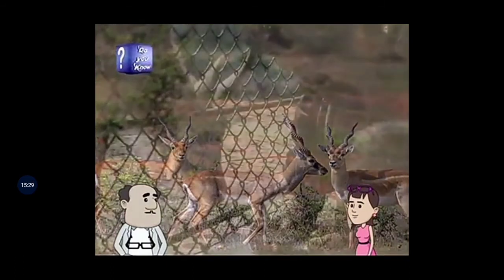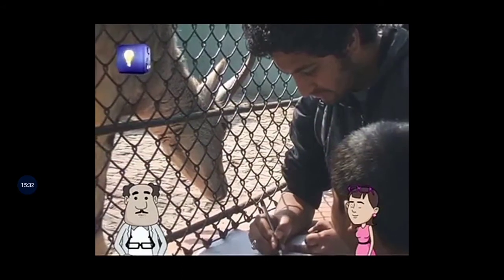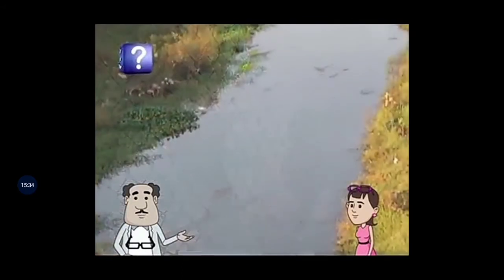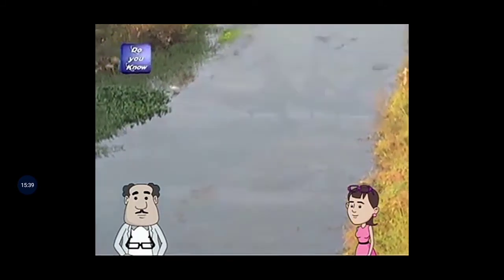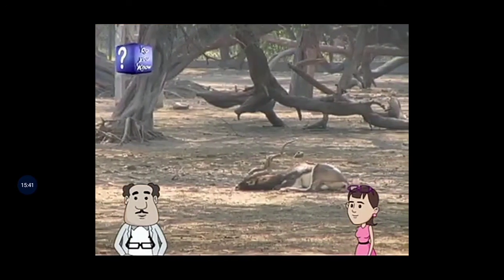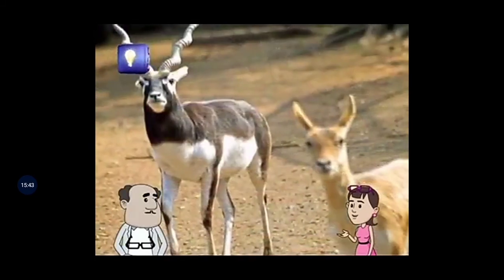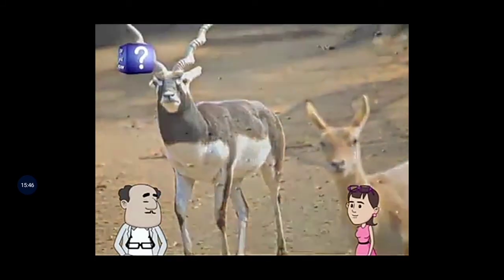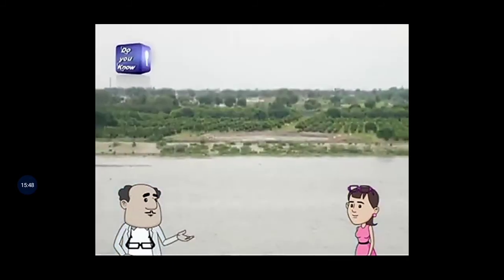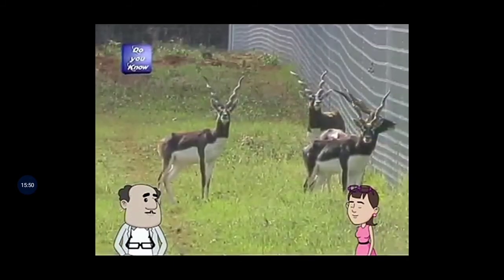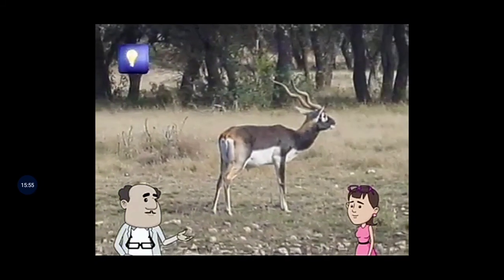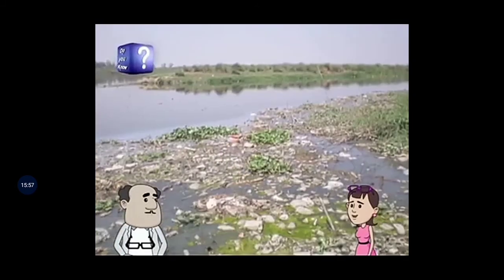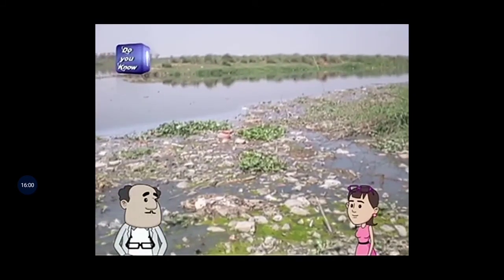Who found that out? A two-member team set up by the Central Zoo Authority. They discovered during their evaluation that the water was polluted, which caused the death and illness of black bucks. Sir, what exactly happened to the black bucks due to water pollution? According to the zoo officials, black bucks were suffering from diseases like severe toxemia and intestinal infection. This is terrible. Water pollution can be very harmful.